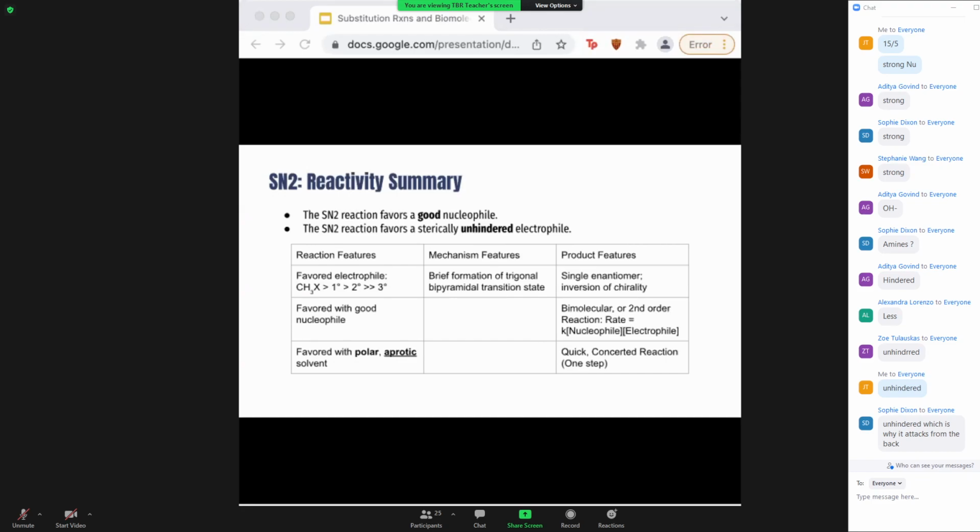And it's a really quick and concerted reaction, meaning that a bond forms and a bond breaks all at the same time.